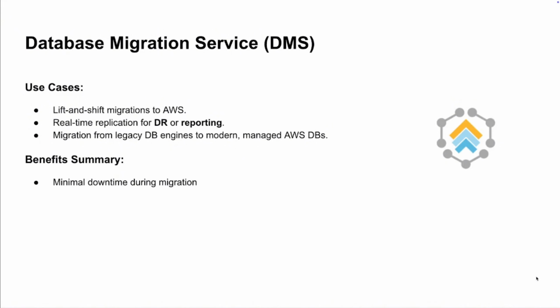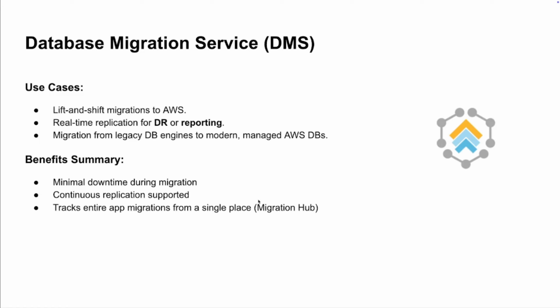So the benefit is to minimize downtime. During migration it is very good to use DMS. It just helps you save your data. There will be no point where the users who are accessing the endpoints of your database will have issues connecting to it. There is also continuous replication support, and you track the entire app migration from a single place. So from one point you can be looking at the progress of your migration. It is secure and highly scalable. So pretty much this is what AWS DMS looks like. I'll be showing you the environment in a bit.